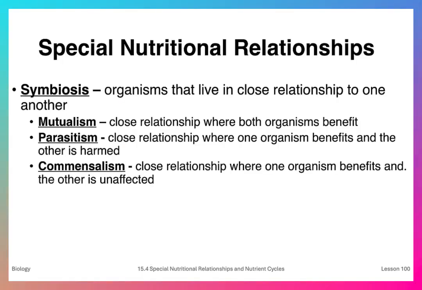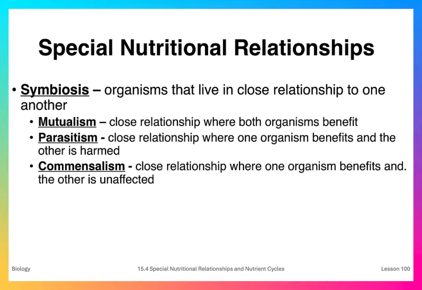We're going to shift now to special nutritional relationships. Special nutritional relationships occur in an environment, and the largest defined group is called symbiosis. Symbiosis is a term that just means that organisms live together in a close relationship one to another with varying degrees of impact on each other's lives. And I've put three terms on here.